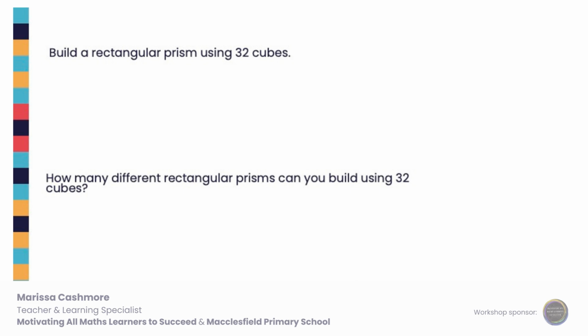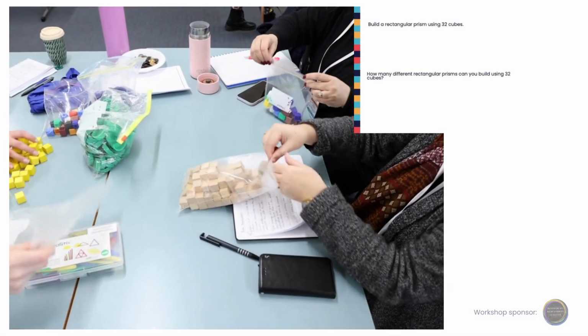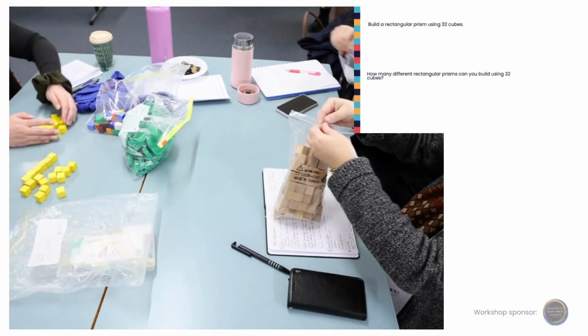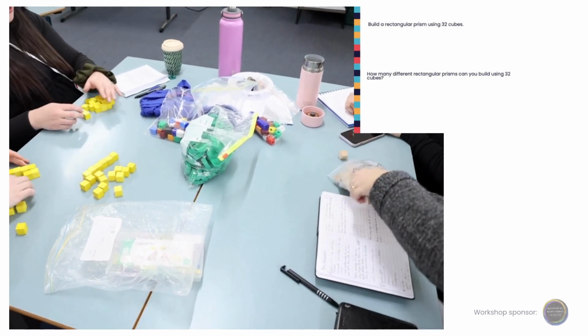The next one I'd like to do with you, which you'll probably need to get the wooden cubes out now, is to build a rectangular prism using 32 cubes. So do we need 32? Yep. 32. Oh, we need 32.